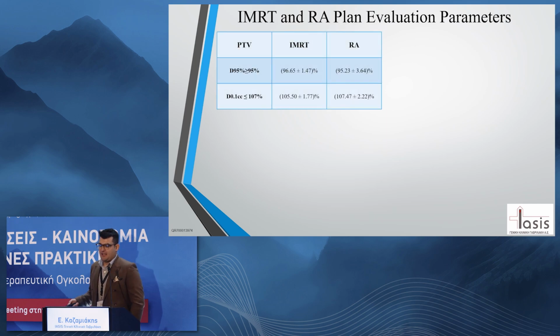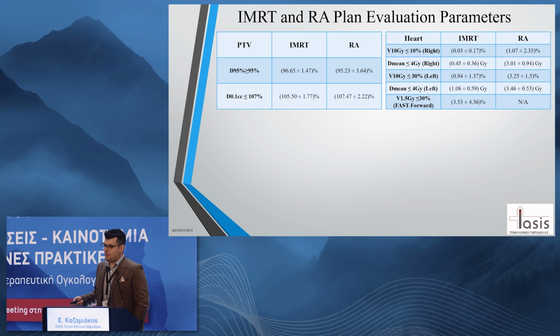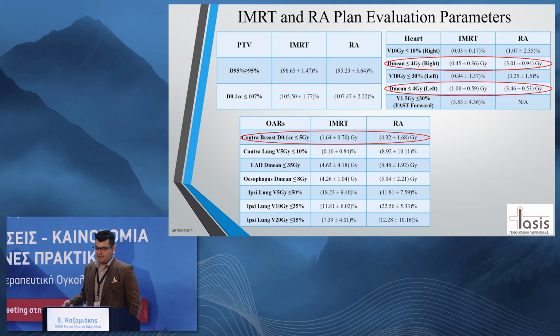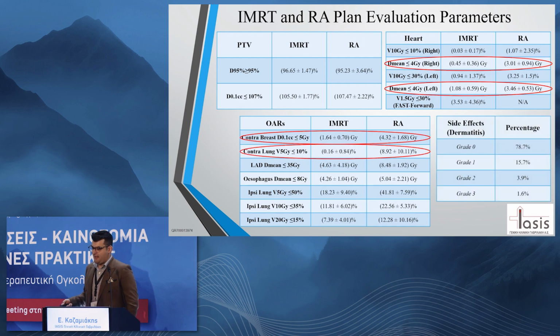As you can see from the first table, PTV coverage is improved in IMRT, and I would like to emphasize the mean heart dose. It is really, really low in IMRT, and we are preferring IMRT. The same applies for the contralateral breast and the contralateral lung. It's really low. We have mainly grade 0 dermatitis in our clinic.